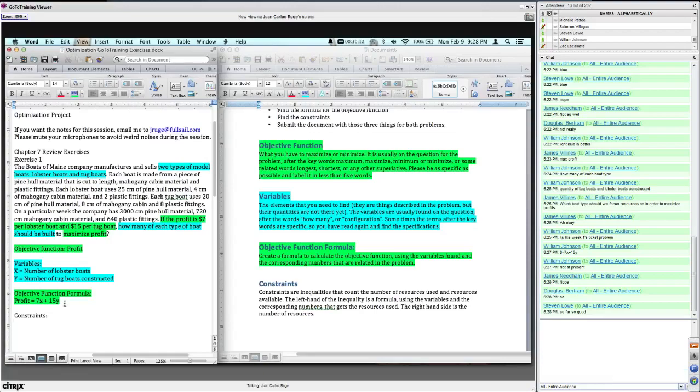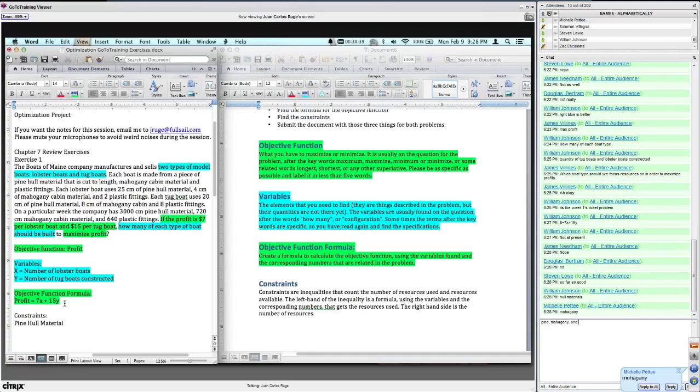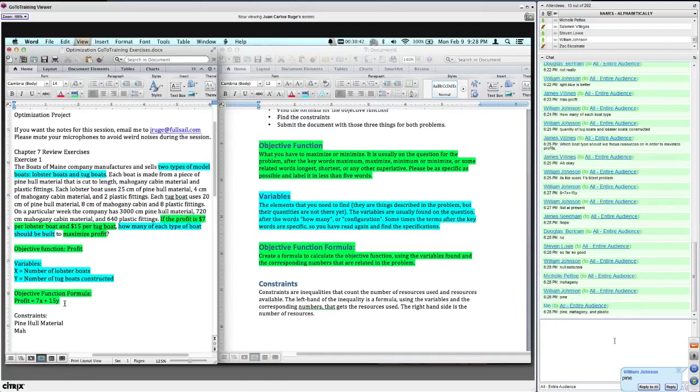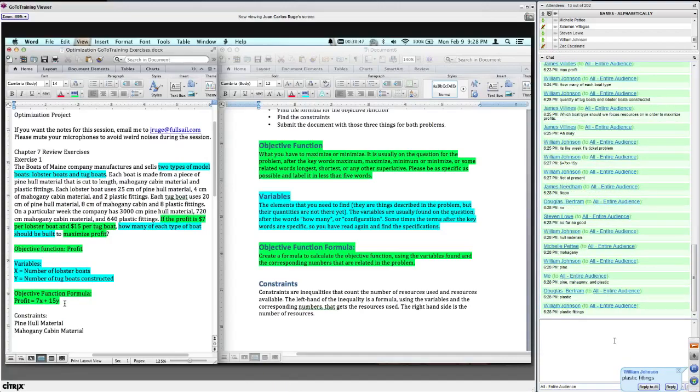And to find the constraints, I'm going to ask you first, what are the resources we are using to build the boats? Don't give me numbers yet, only names. What are the resources? Okay, pine hull material. Mahogany cabin material. And then we have plastic fittings.